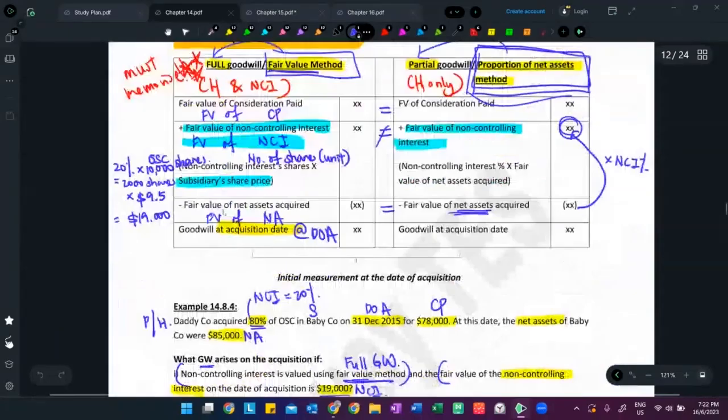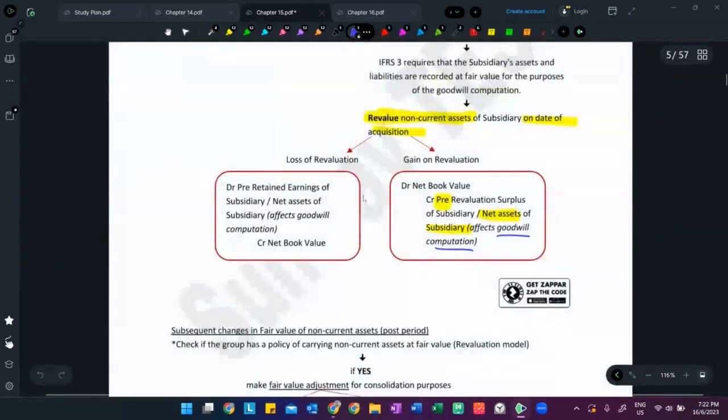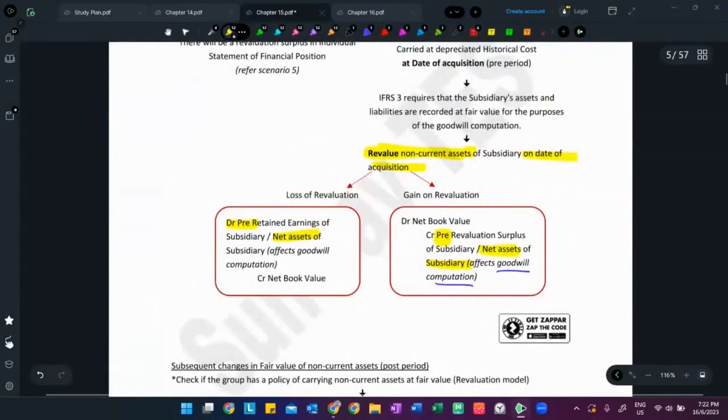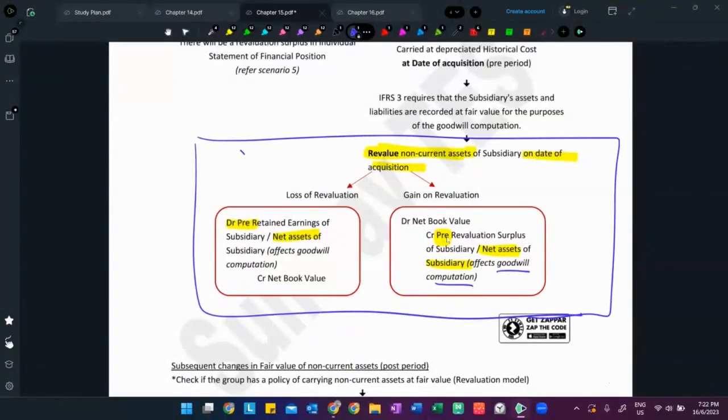the fair value of net asset will actually increase because it's a gain on revaluation. You're going to increase this net asset, all right? And as a result, goodwill will decrease, all right? So same thing, if this is a loss on revaluation, you will have to debit pre-net assets and credit the net book value, okay? Then subsequently, take note, if there's a gain on revaluation, this is done at the date of acquisition.